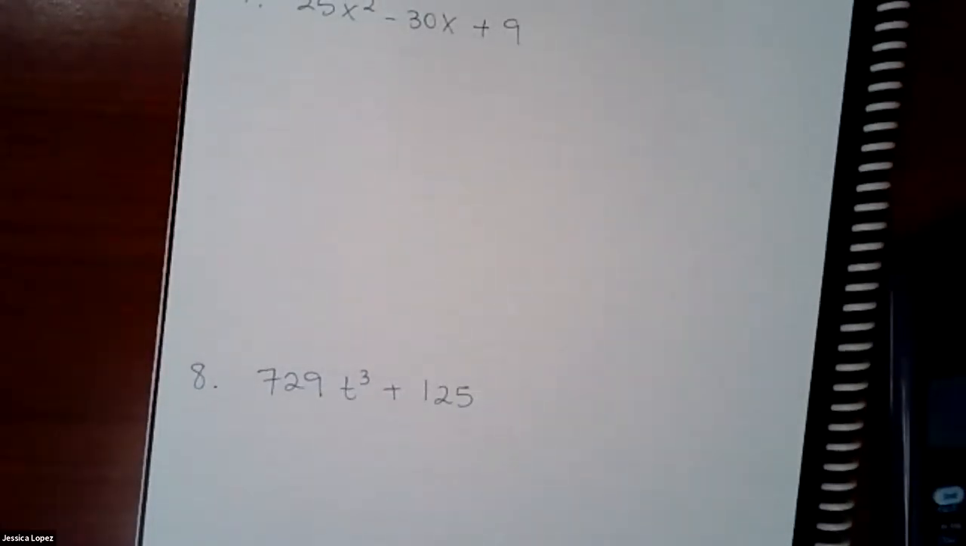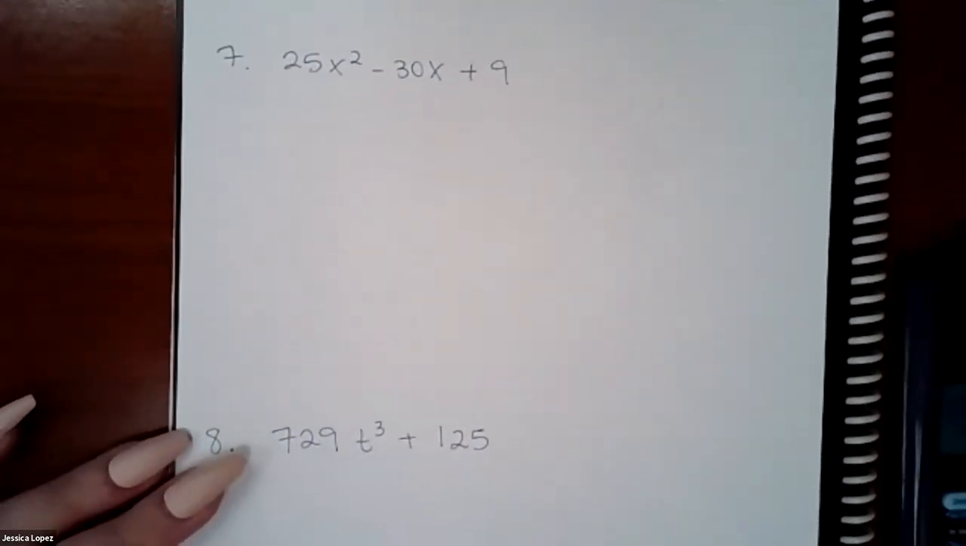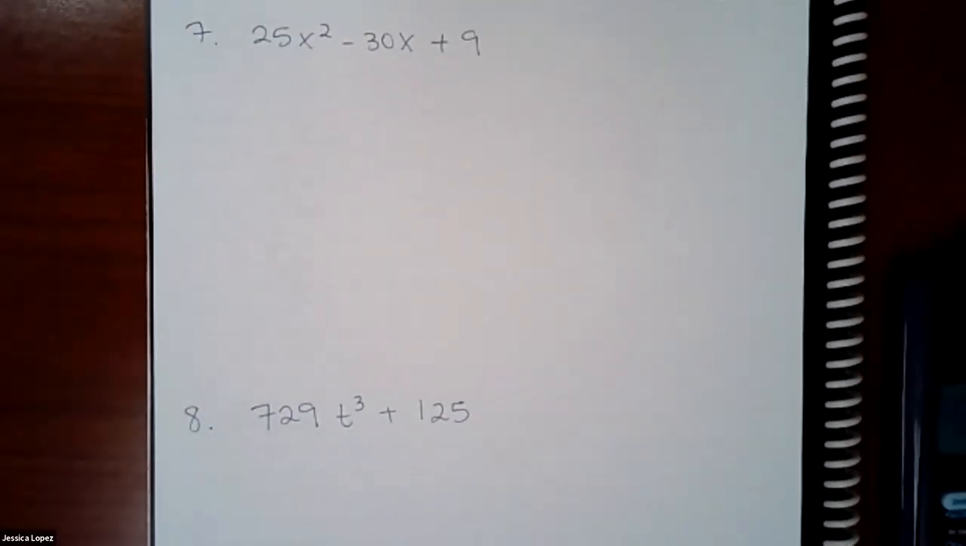Oh, let me go back to my camera so I can see. Okay, there we go. So that is what 7 and 8 look like. And for number 7, it does have 3 terms. So we have to first figure out if there's a GCF. And then if there is or if there isn't, doesn't matter. But then I have to do the AC method.